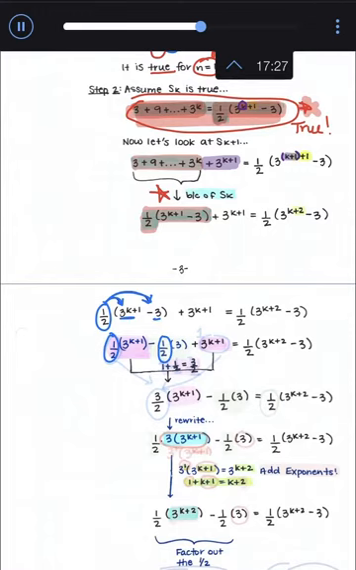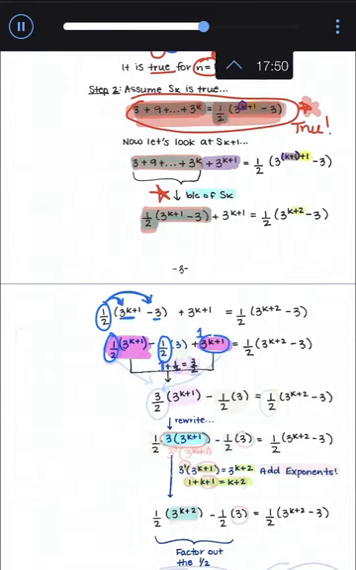Now the question is, can I combine anything here? And we can. We actually have two like terms. Where are they? We've got a 1/2 times 3 to the k plus 1, and we do have another one of these. We have another 3 to the k plus 1. You don't see it out in front, but how many of these 3 to the k plus 1s do we have? We have only one of them.